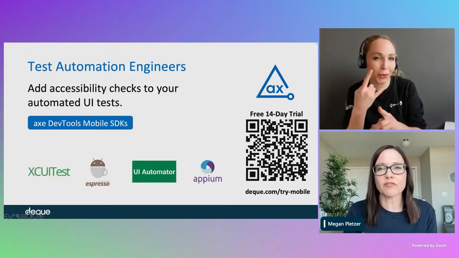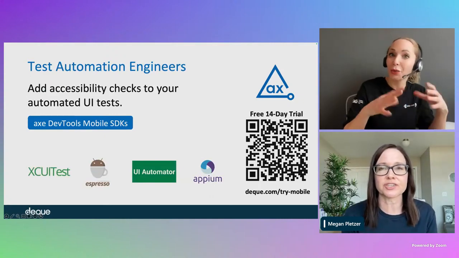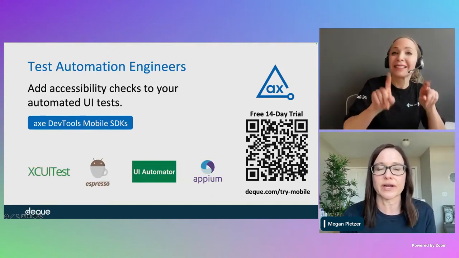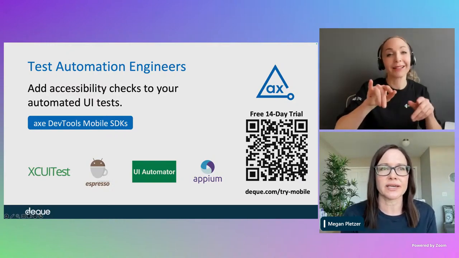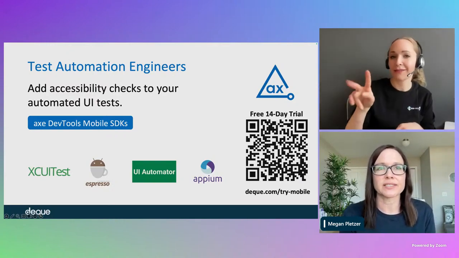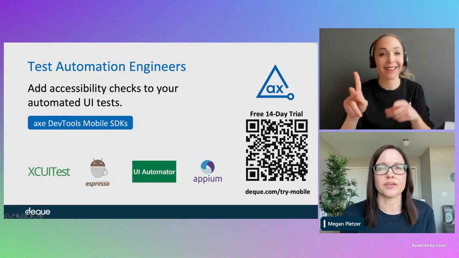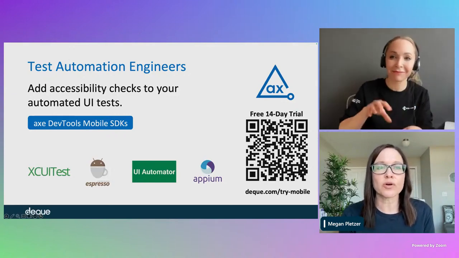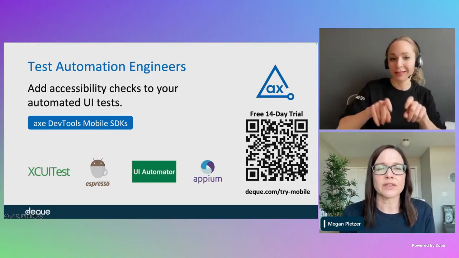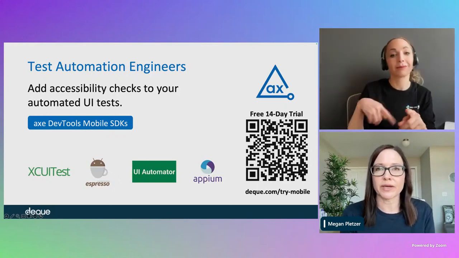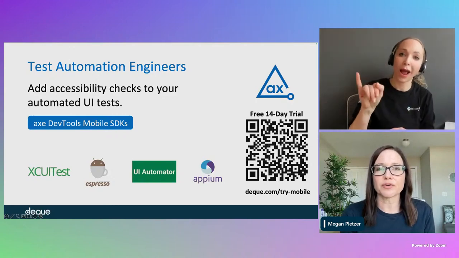So another group of people on your team might be test automation engineers or developers responsible for writing your UI tests. And for that, we have the DevTools Mobile SDKs. That allows you to add accessibility checks right into those automated UI tests. We've supported XUI tests in Espresso for a while now. Over the course of the last year, we added support for UI Automator for Android. And we've really improved our Appium support.